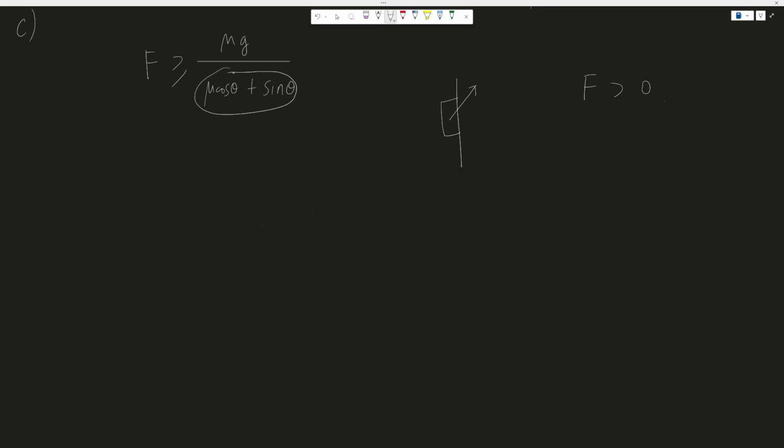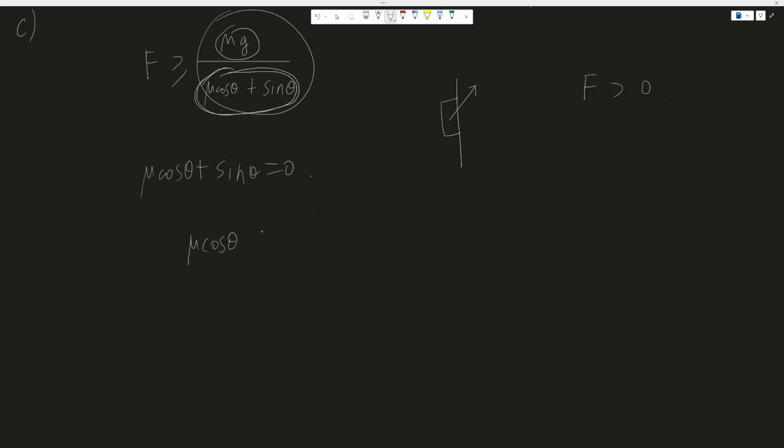So let's think about it. When is this F negative? Well, we know that mg should always be positive. And so for F to be negative, the denominator must be negative. And so the threshold value is when the denominator, mu cosine theta plus sine theta, is 0. And also when this denominator is 0, this right hand side becomes infinite as well, which is also impossible. And so we have this threshold value.